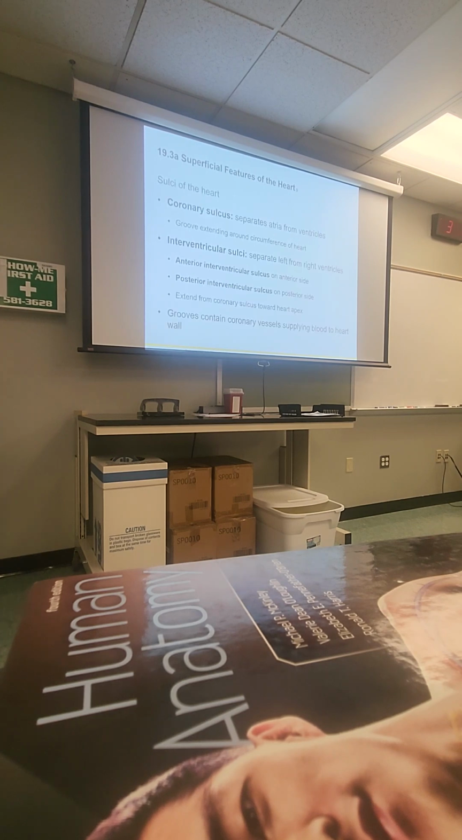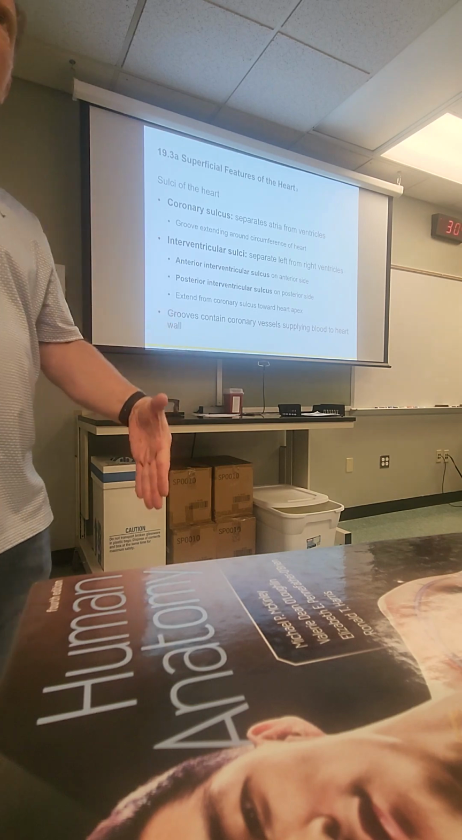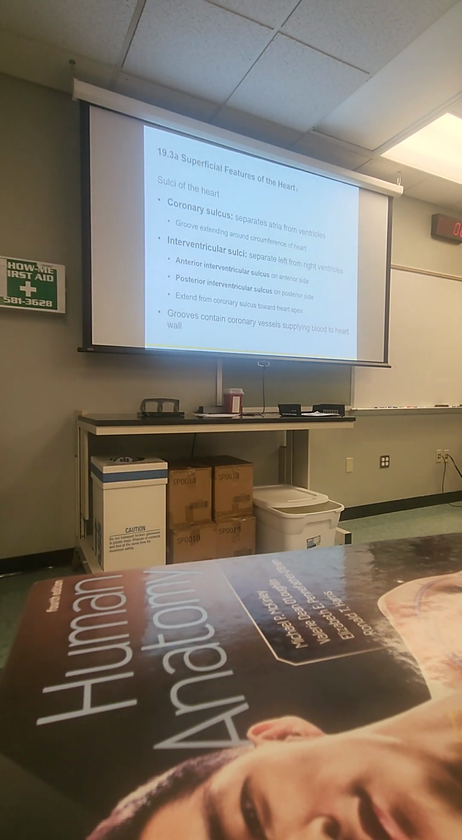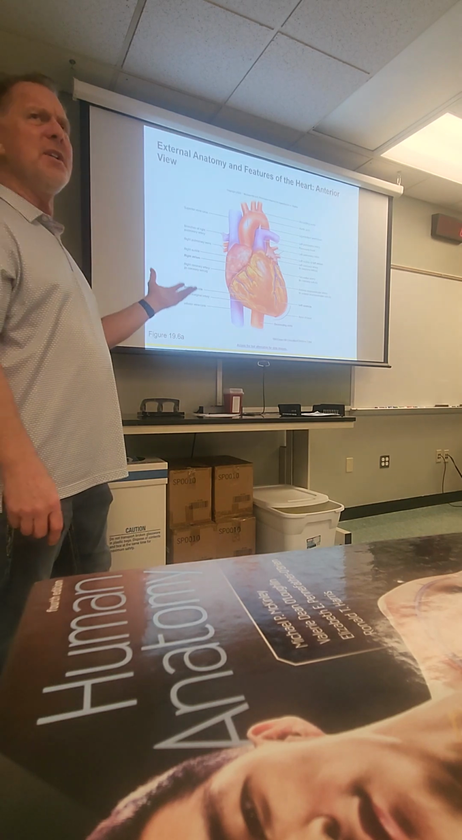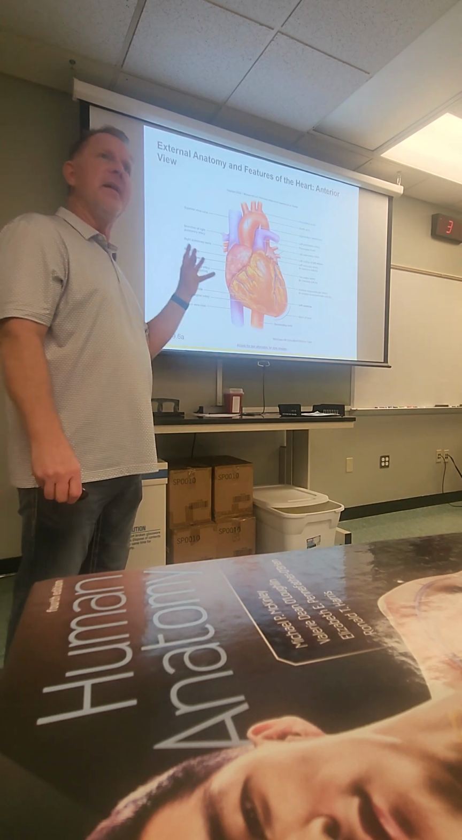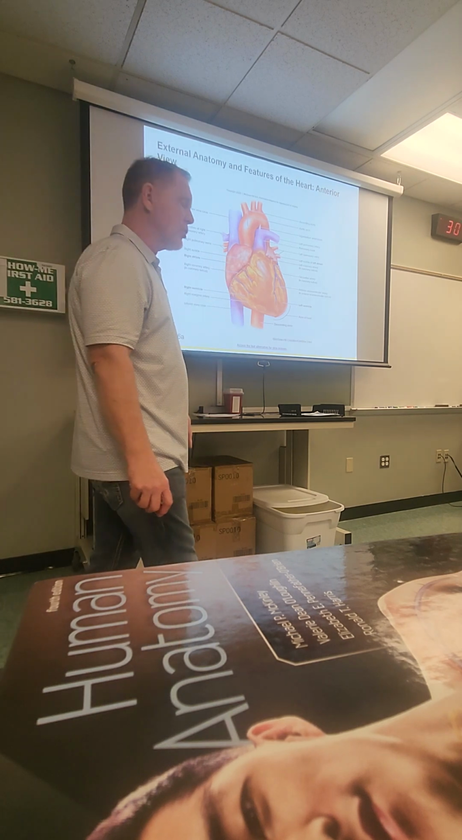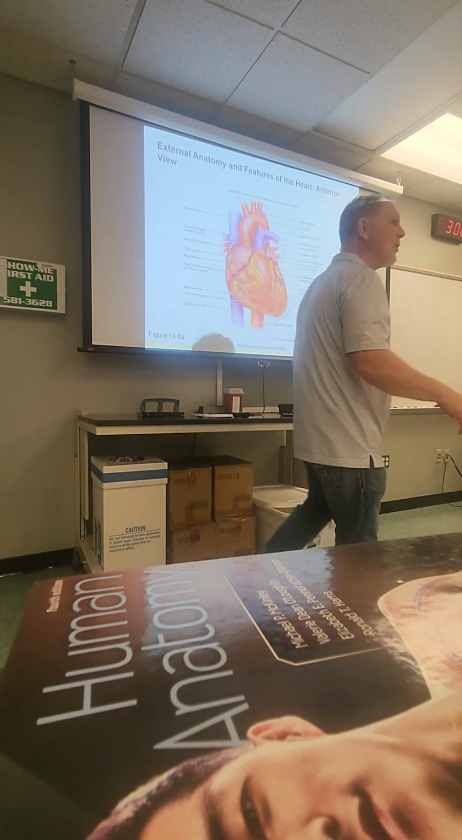You're going to see these depressions where the blood vessels are running along the surface of the heart, and we call these sulci. So you're going to hear about these coronary sulci, interventricular sulci. There are some on the front, there are some on the back. So we call them anterior interventricular sulci or posterior interventricular sulci. It's much easier to see them and go over them than it is for me to give you the terms, but you have the terms. So now let's look at them structurally, and let's look at them on your model.